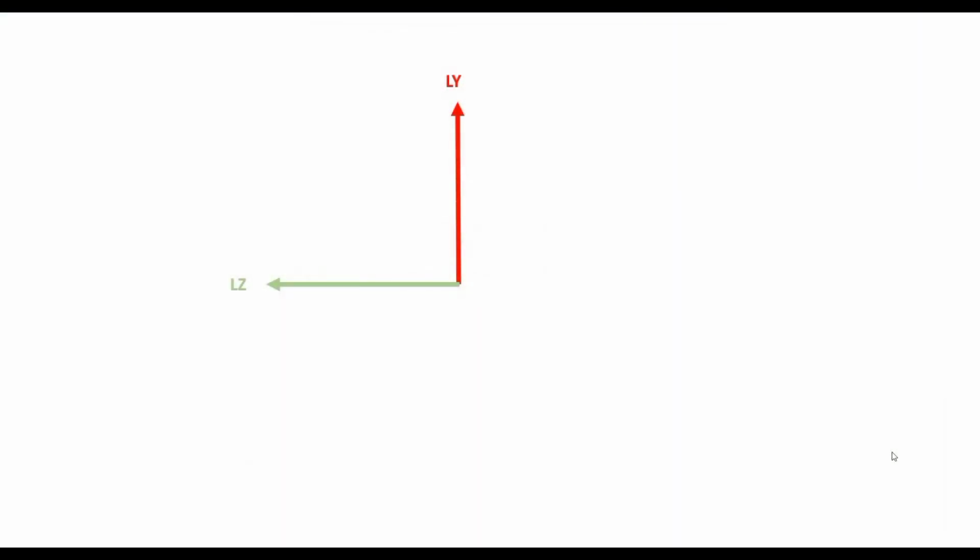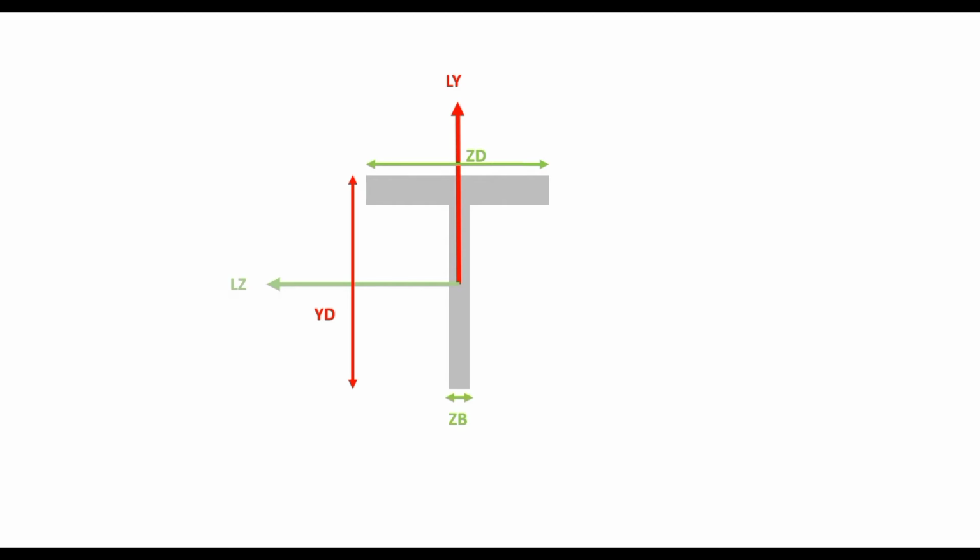Now that we have discussed the orientation of the common concrete cross sections, let us discuss about the orientation of few other sections that are used in concrete design, but not very common. So we will start discussing the T section. T section is defined by 4 parameters: the width of the flange ZD, the overall depth of the section YD, the width of the web ZB, and the depth of the web YB.